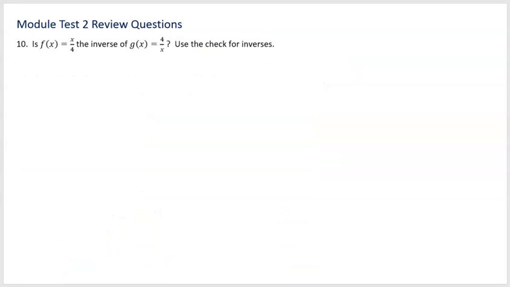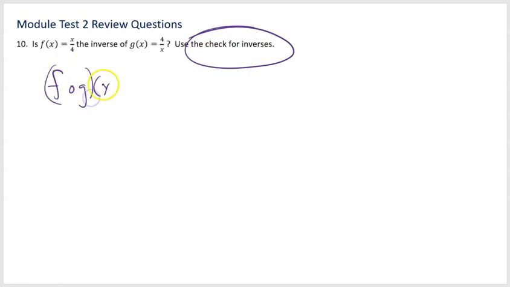Alright, if f of x is x over 4 and g of x is 4 over x, the question is, are these inverses of each other? They are reciprocals of each other, aren't they? X over 4 and 4 over x, but are they inverses? How do you find out? Well, the check for inverses is you calculate f composite g of x, and you're supposed to get x, and you calculate g composite f of x, and you're supposed to get x. That's what you're supposed to do.